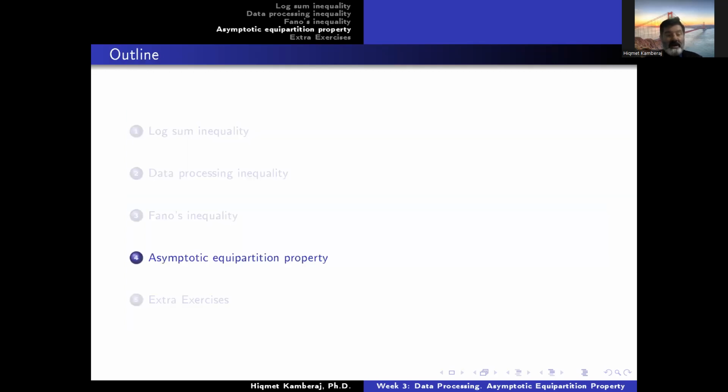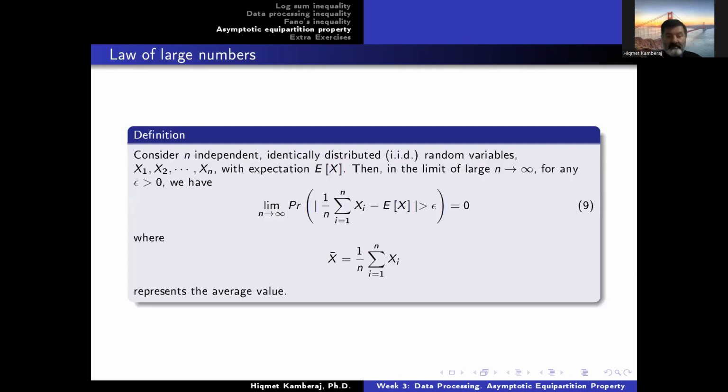Next, I'm going to talk about the asymptotic equipartition property. Now, first, let me introduce some analogy from probability and statistics. More precisely, I'm going to introduce the law of large numbers.